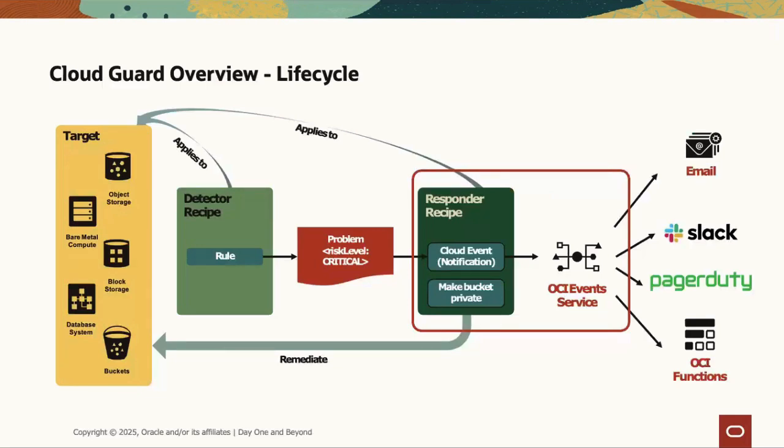And when that happens, CloudGuard responds by creating a cloud event. And again, you can see here that the cloud event will be trapped by OCI event service. And you can do a simple use case where it's just sending an email to a group of people. There are some built-in services that we can call, or you can do a more complex use case by calling a function. And then CloudGuard will remediate the problem by changing the visibility of the bucket.